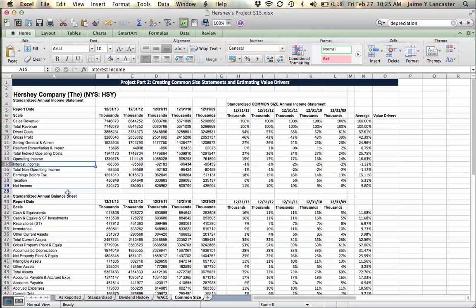Then we've got interest income, which is our only, at least Hershey's only, non-operating income. Then we can calculate earnings before tax, our income tax, and our net income. Well, there's a couple of things here. The first is that you notice there's no depreciation expense.